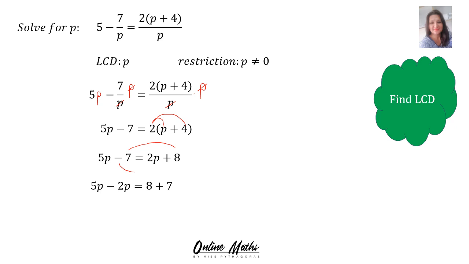Then we add like terms again. 5p minus 2p is 3p, and 8 plus 7 is 15. And then I want to solve for p. Divide by 3, divide by 3, and I get p is 15 over 3. And then I say 3 goes into itself once, 3 goes into 15 5 times. Therefore, p is equal to 5.